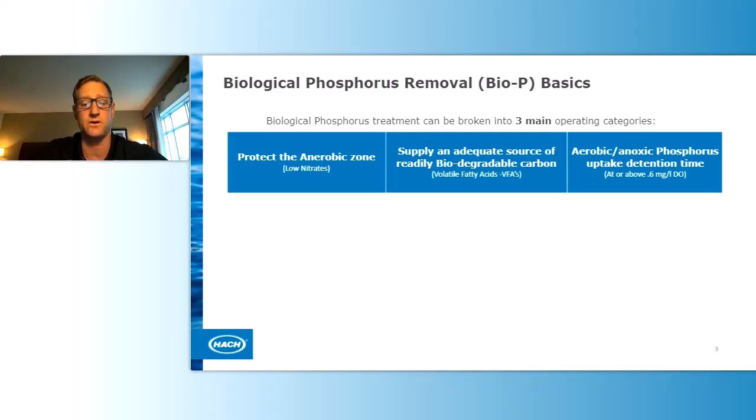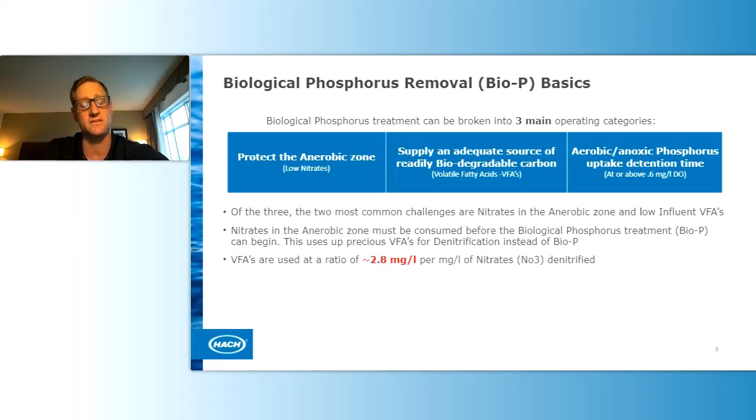So volatile fatty acids will be used for denitrification. And once denitrification is done in an anaerobic zone, if there are nitrates present, then we can start increasing the phosphorus levels. And then for removing phosphorus, these organisms need aerobic and anoxic detention time to give adequate removal rates. And so of these three things, the thing I see the most is challenges with nitrate coming back into an anaerobic zone, which is a pretty common configuration.